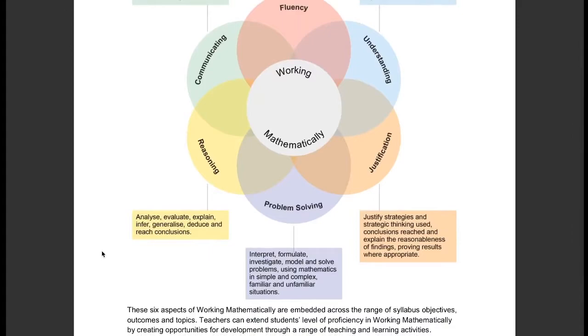Justification. Justify strategies and strategic thinking used, conclusions reached, and explain the reasonableness of findings, proving results where appropriate. Well, the obvious example of this in the Extension 1 course is the proof by induction topic. However, there is an underlying theme of justification throughout all of mathematics. Whenever we are making a solution, we are always justifying our working through steps to get to our solution.